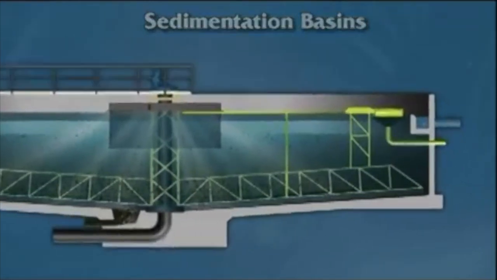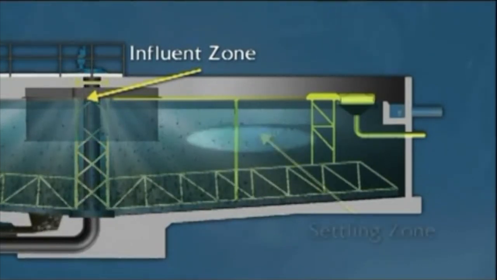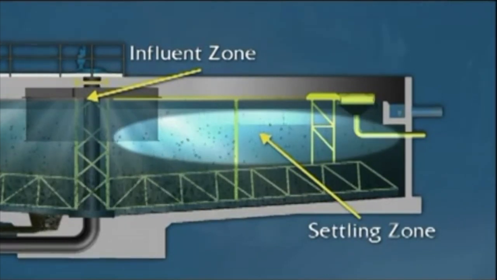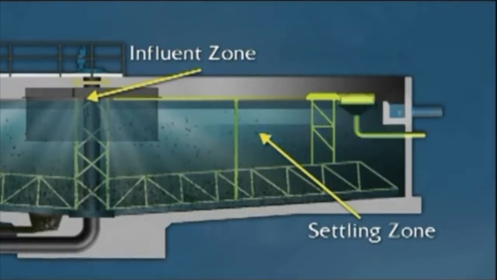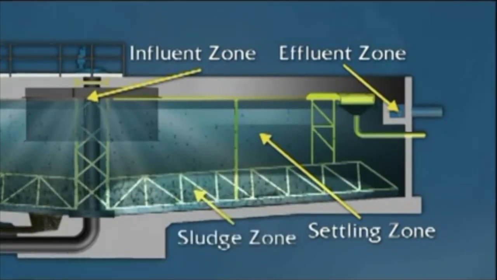1. The influent zone decreases the velocity of the incoming water and distributes the flow evenly. 2. The settling zone provides a calm area for suspended material to settle. 3. The effluent zone provides a smooth transition from the settling zone to the effluent flow area. 4. The sludge zone, where settled solids are separated from the other particles in the settling zone.